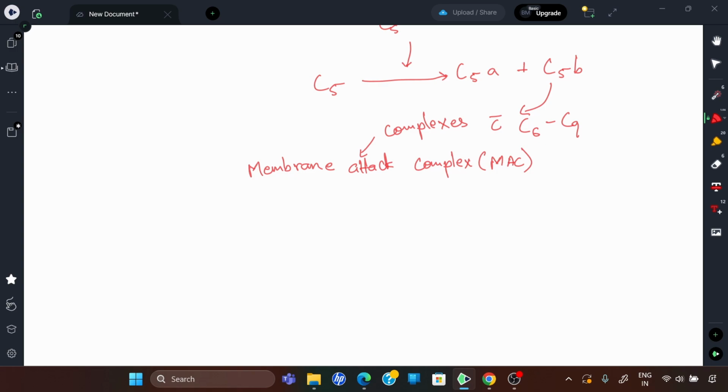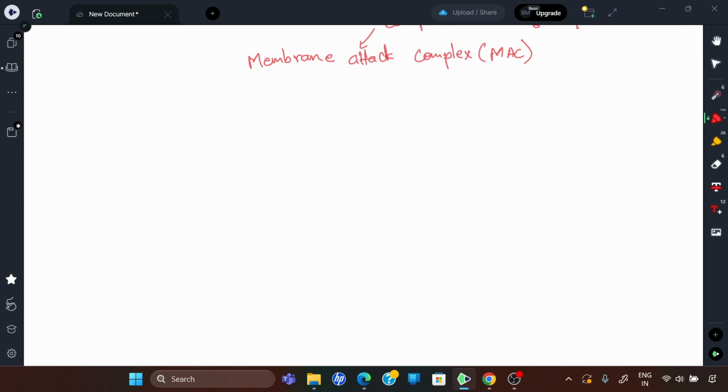And another key product of the complement system is the membrane attack complex that basically damages the membrane of the microorganism, leading to the lysis of the microorganism. So this was all about the complement system. Now we will be moving to the final mediator of our discussion, and that is the Hageman factor, right?